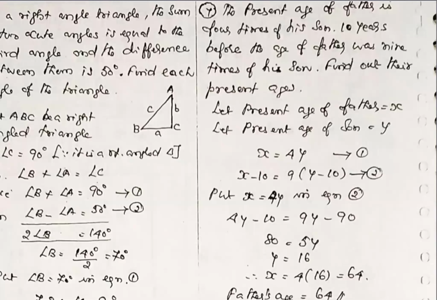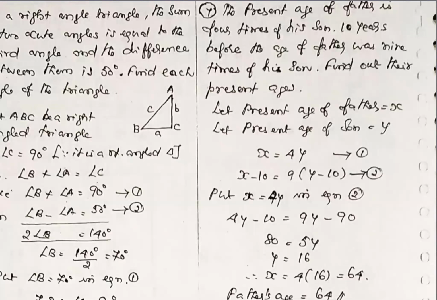First, according to the first condition, they are telling the present age of the father is 4 times his son's. That is X is equal to 4Y. Father's age is equal to 4 times the son's age. 10 years before, the condition was 9 times. That means X minus 10, 10 years before father's age, Y minus 10, 10 years before son's age. At that time the condition was 9 times the son's age is equal to the father's age. X minus 10 is equal to 9 into Y minus 10.